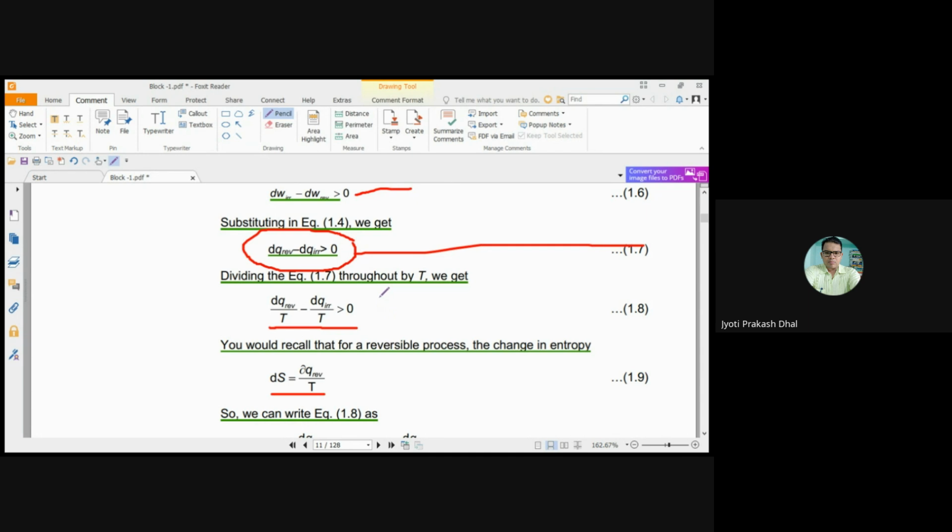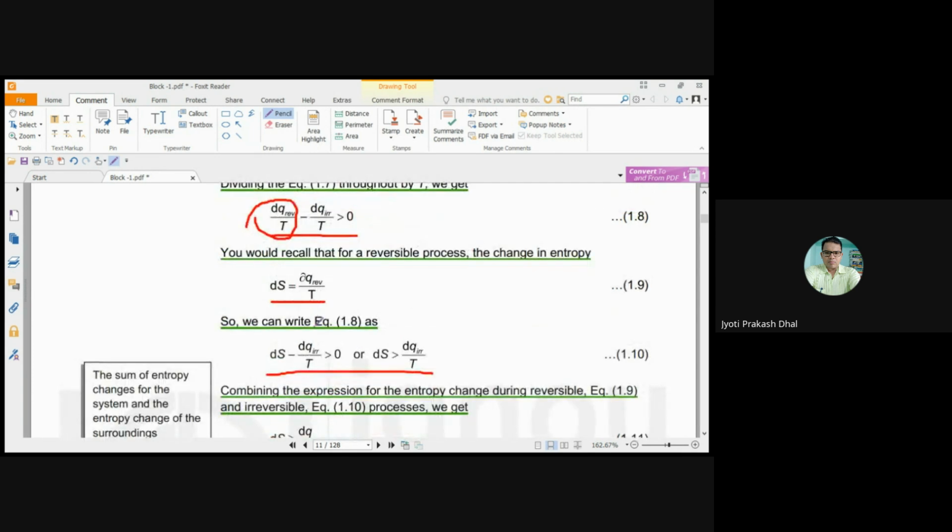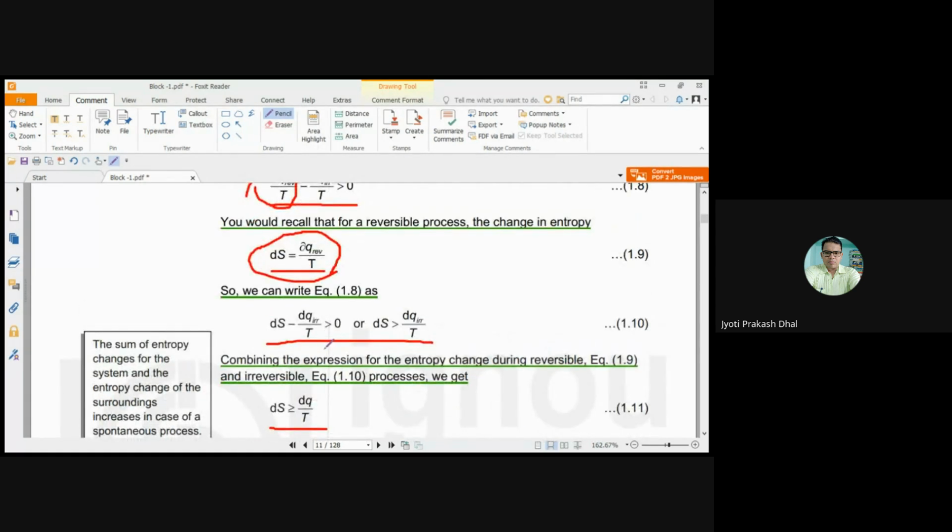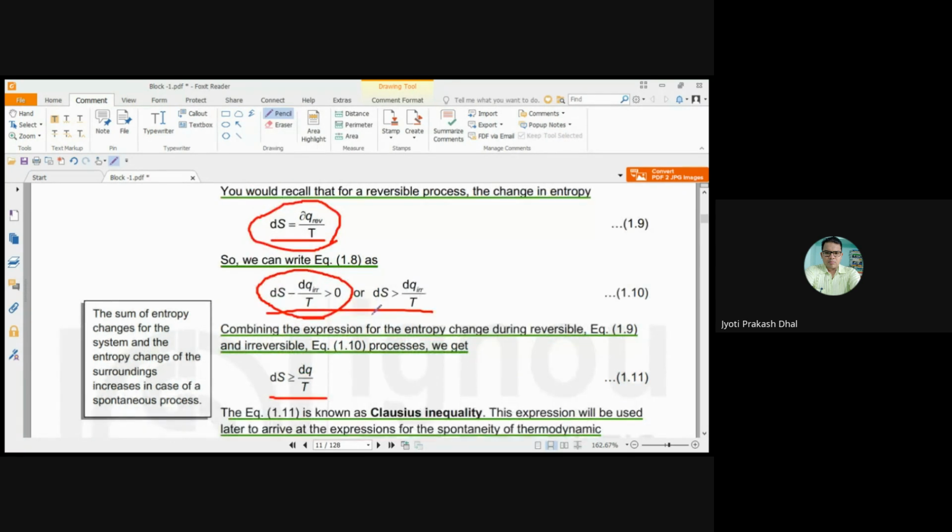equation 1.7 throughout by T, we can write del q reversible by T minus del q irreversible by T is greater than 0. And we have also studied that del q divided by T gives rise to another function called change in entropy. So dS equals del q reversible divided by T. Now putting this value of dS in equation 1.8, we can write dS minus dq irreversible by T is greater than 0, or also we can write dS is greater than dq irreversible by T.